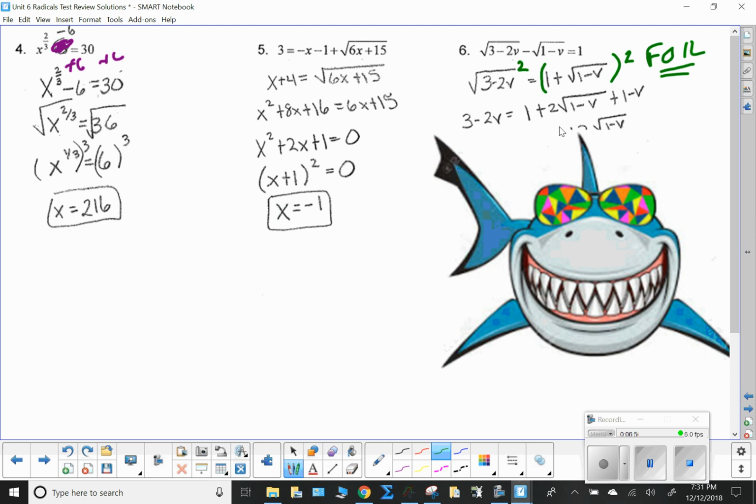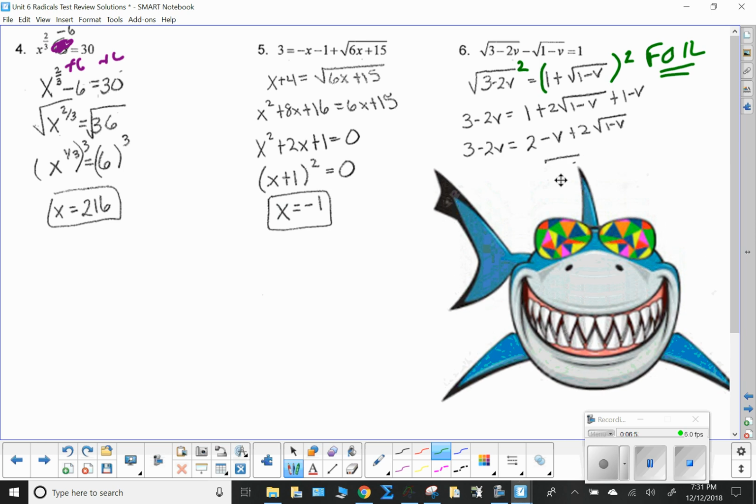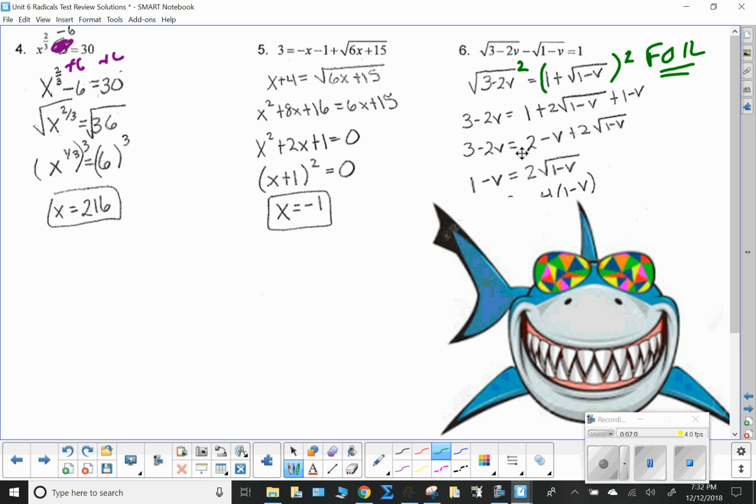Now, before I do anything else, I'm going to simplify. 1 plus 1 is 2. Then I have the minus v, and I have the 2 times the radical. I'm now going to move all of my terms except for the radical. I'm going to isolate the radical again to the other side. So I subtract 2. I add v. 1 minus v is equal to 2 square root of 1 minus v.